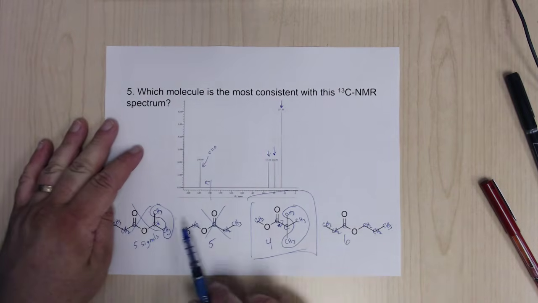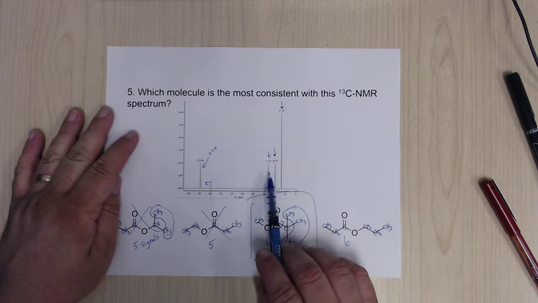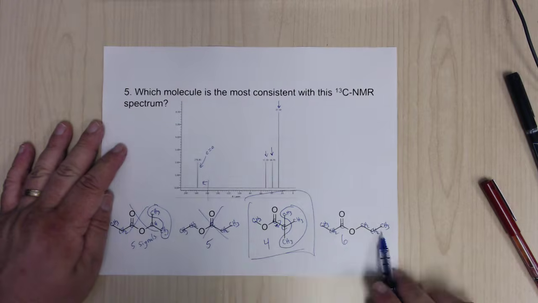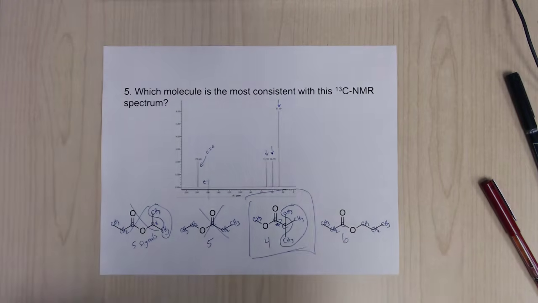We needed to make sure that it has a C double bond O in it, which they all did. But you can just count the signals, 1, 2, 3, 4, and if you know your equivalents, you can knock out this one, and this one, so it has to be this one, and that makes sense. Okay.